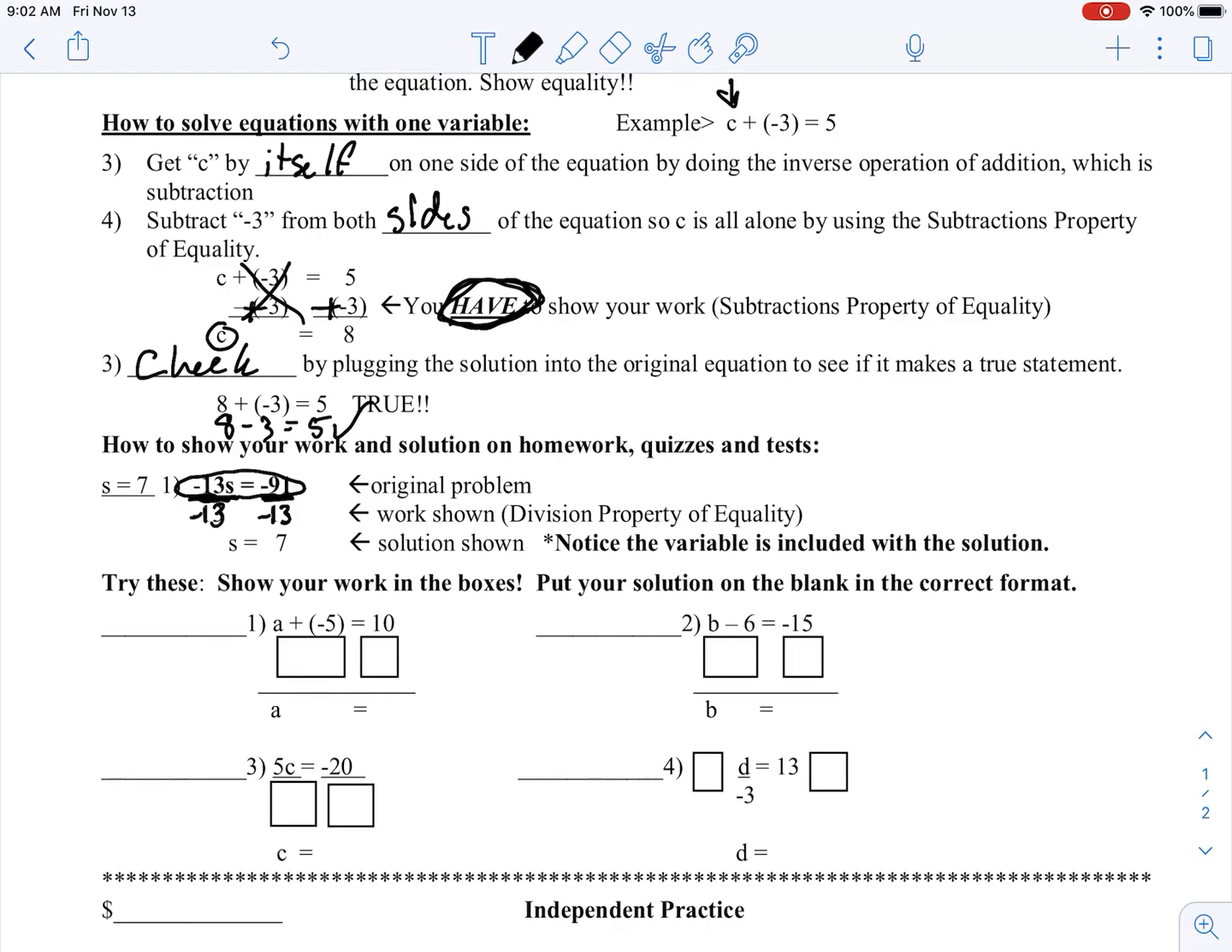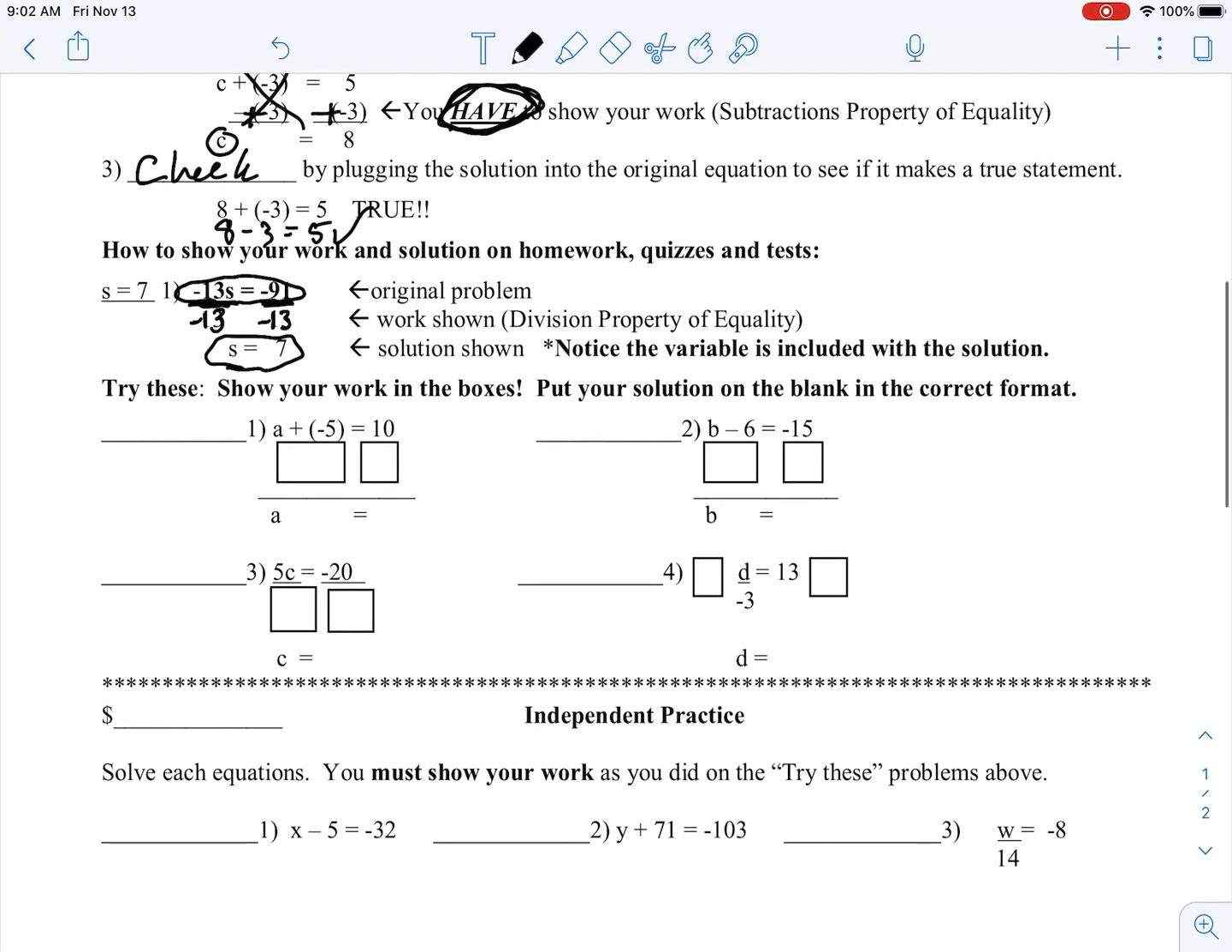And then we have our solution, because negative 13s divided by negative 13 just leaves us with s, and negative 91 divided by negative 13 leaves us with 7. So that is how we are going to show our steps. And we notice that our solution is shown, so we keep our variable there too. We must show what is equal to what. So we're saying s is equal to 7.